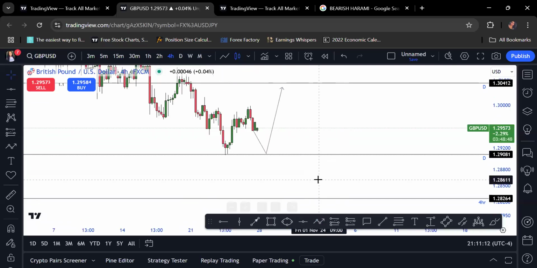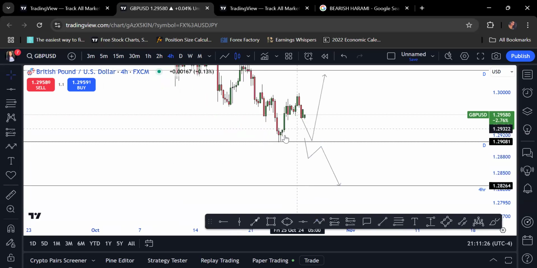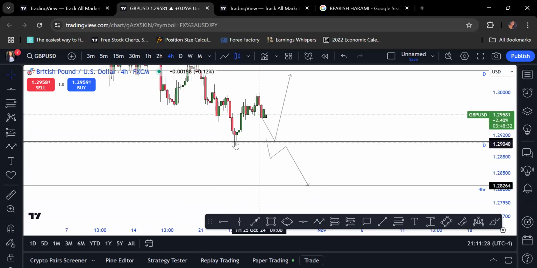I would not sell this unless this low has been broken. I'm just going to be honest. And if we have to wait, it's all good, because we have all week to wait and see what it's going to do. So I would not sell this until this lower low is broken.